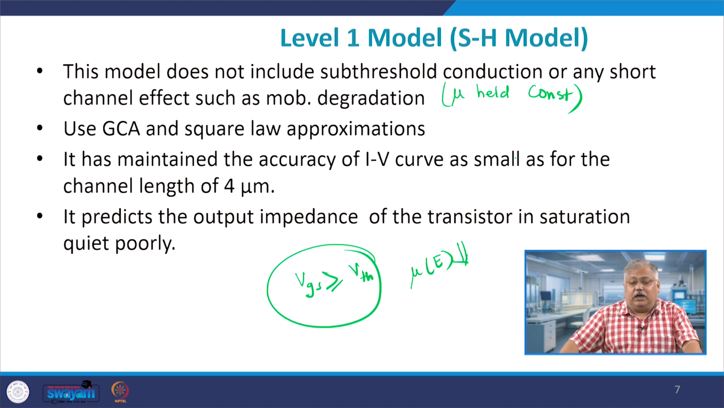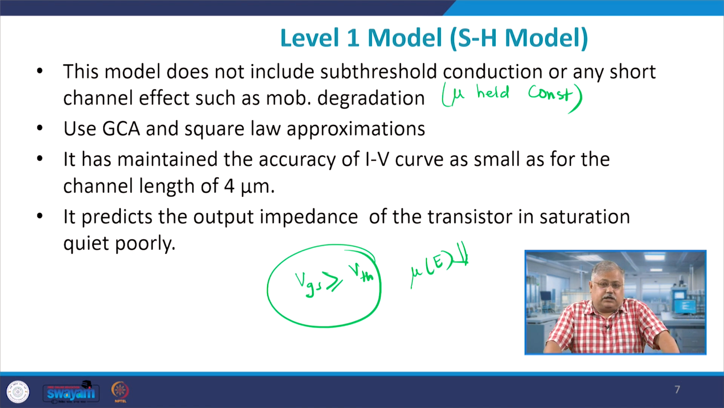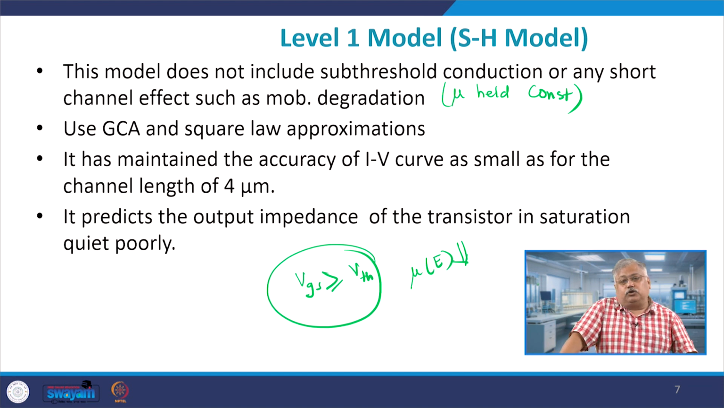right. And so, level 1 model does not take into consideration any subthreshold conduction, which is one of the conditions for leakage, neither does it give you anything about mobility degradation. Okay. It uses gradual channel approximation and also square law approximation. I will tell you what this gradual channel approximation is. We have already discussed in the class, I will just refresh your memory in that sense.